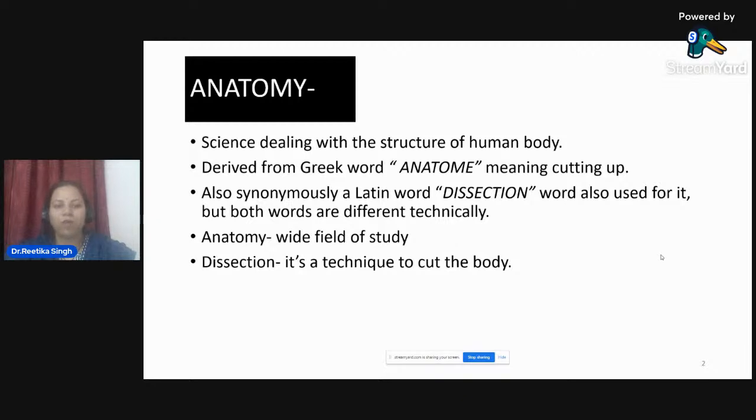It is derived from a Greek word, anatome, meaning cutting up, or as a Latin word, it says dissection, which is used. But the basic meaning of anatomy is the study of the body.